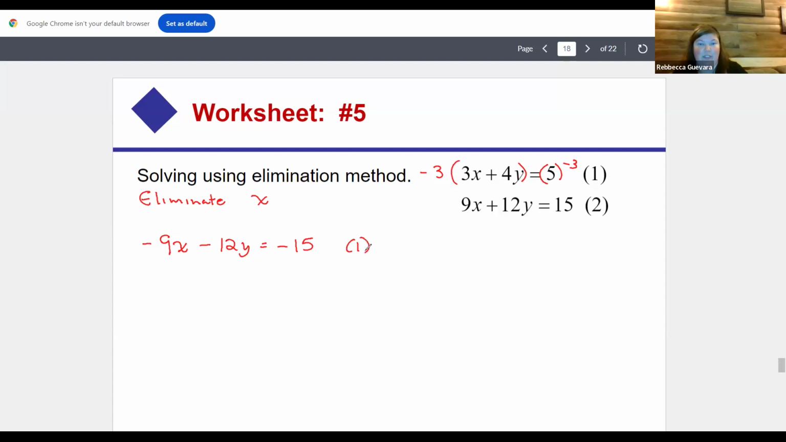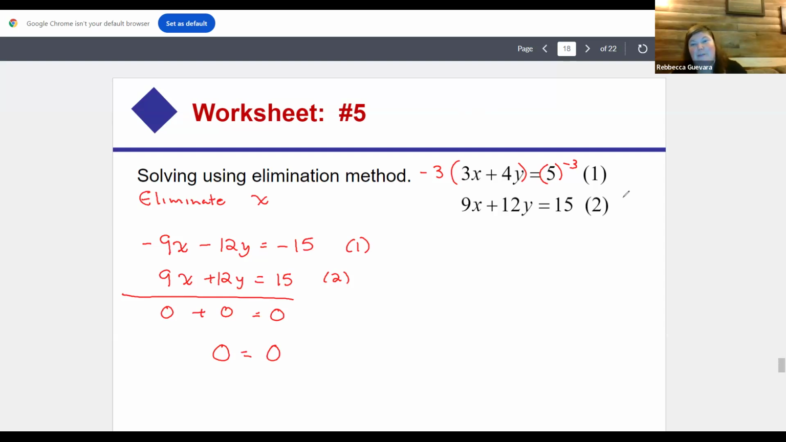So that's number 1. Number 2 shows 9x plus 12y equals 15. I'm trying to write and talk, it's not working. In this case, that's a 0, that's a 0, that's a 0. But we get 0 equals 0, and that is a true statement.